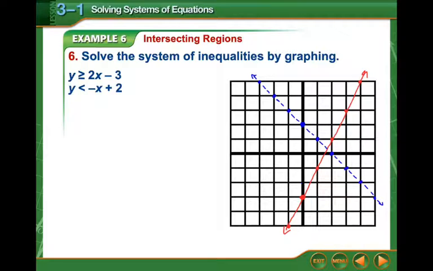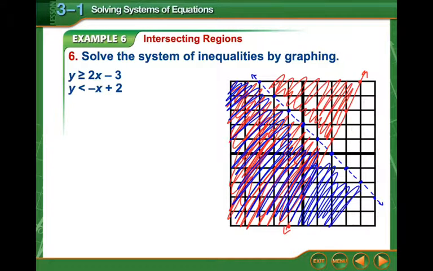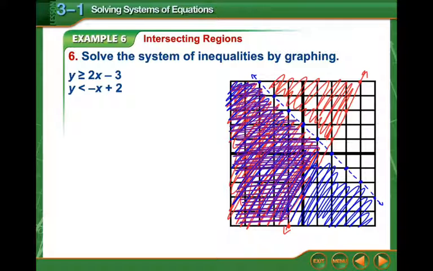So now I'm ready to go ahead and shade. For the red line, I'm shading above it, but I'm not including that dotted line. For the blue line, I need to shade everything below it. And I can include that solid red line for this one. So really, our solution, I'm shading in purple now, is everything over to the left there in purple, and including that red line that's below the dotted line.